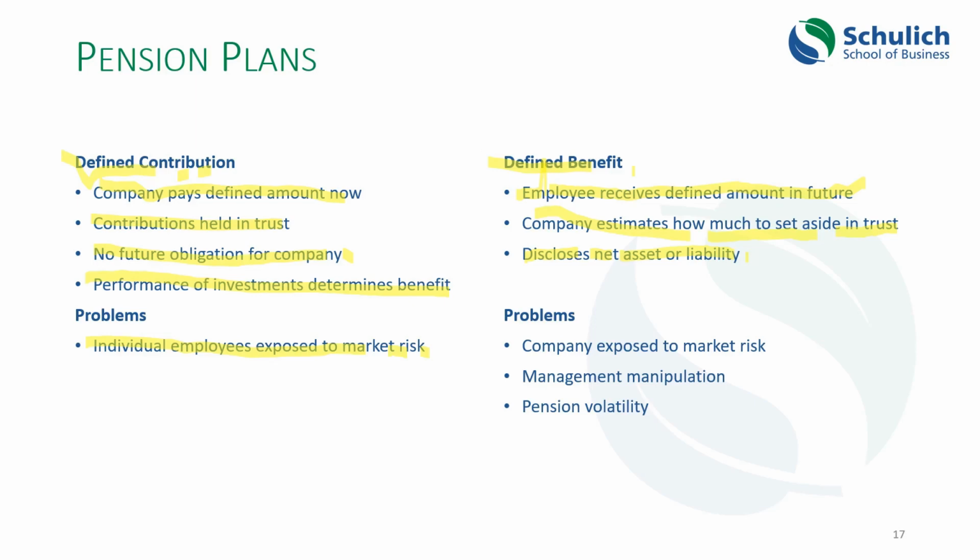And the problem with this is mainly on the company's side, right? The company now is the one that's exposed to market risk, which it can't control any more than the individual employees can. But there's additional problems here in that the defined benefit plans are open to a little bit more manipulation by management. And I have some research studies that I've done on that. If you're interested in learning about those, I can tell you about them.